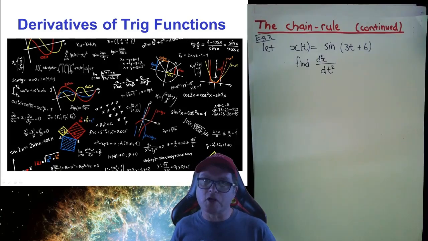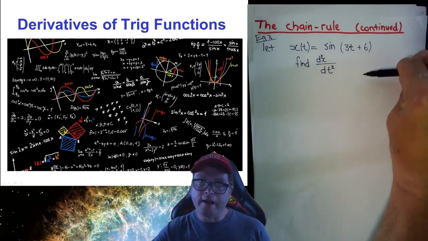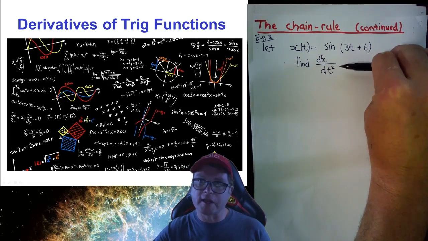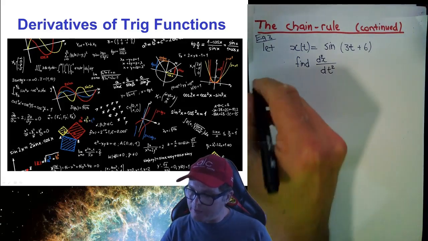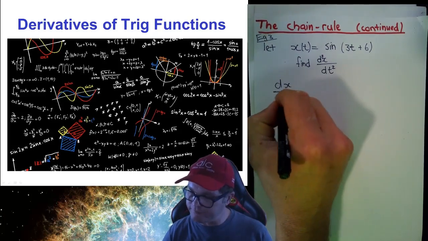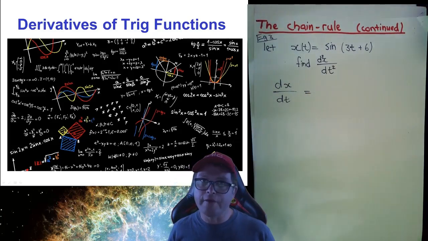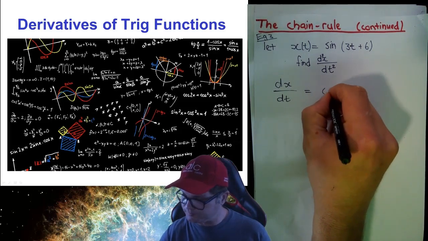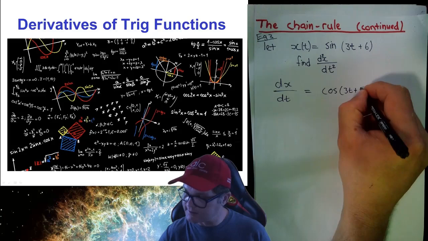Here's one final example for us to practice our chain rule for differentiating trig functions. We're given this function here, and this time we're asked to calculate the second derivative with respect to t. Well, the way we do that is, of course, first by calculating the first derivative. So dx dt will be equal to, if we differentiate sine, it just becomes cos. So we'll have cos of 3t plus 6.